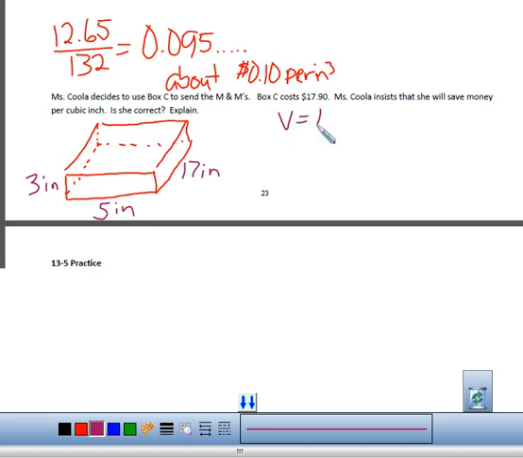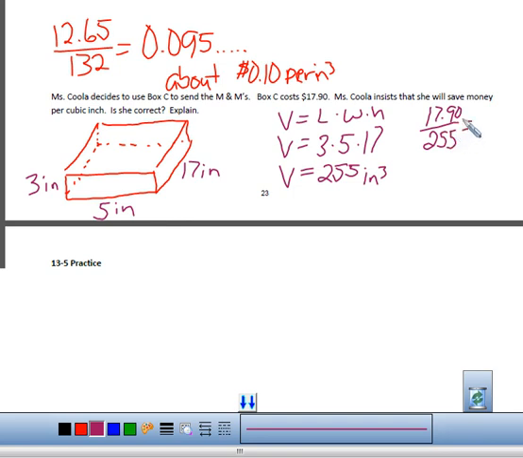So we're going to find the volume, doing length times width times height, and then we're going to divide the cost by the volume. So when you plug in your values, you get 3 times 5 times 17, or 15 times 17 is 255 inches cubed. So now we're going to take the price, $17.90, and divide it by 255, and when you do, you get 0.070, and then it keeps on going, so we'll do dot, dot, dot. Or it is about 7 cents per cubic inch.